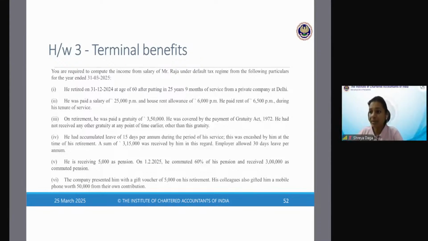Commuted 60% of it. So tell me first, what happens to uncommuted pension? UP is not Uttar Pradesh, it is uncommuted pension. What happens to uncommuted pension? Fully taxed, very good. So uncommuted pension is fully taxed. So how much is the uncommuted pension? It is 5,000 for 1 month, because he retired on 31st December. So for January he received 5,000.